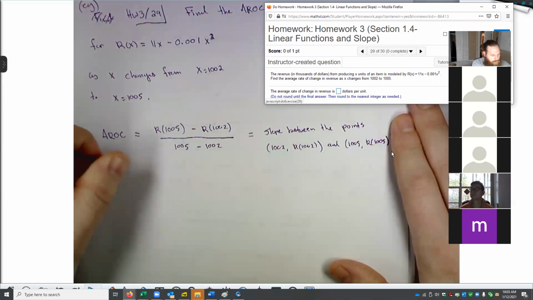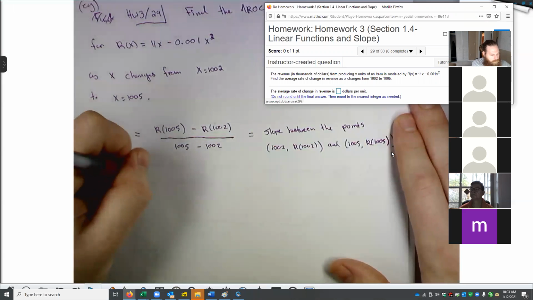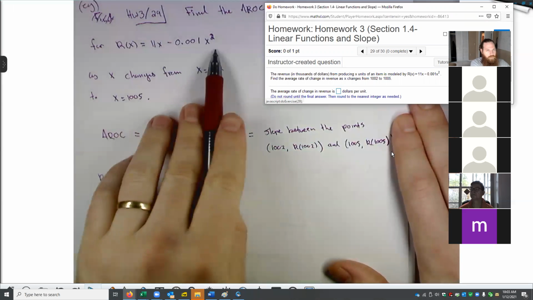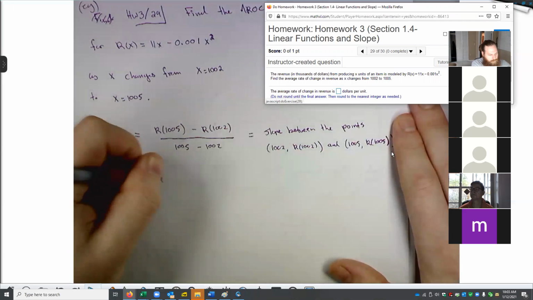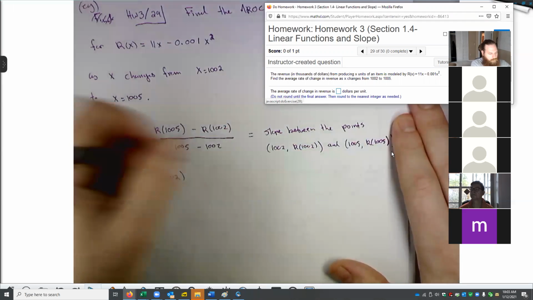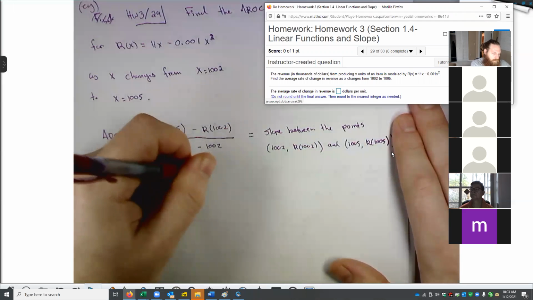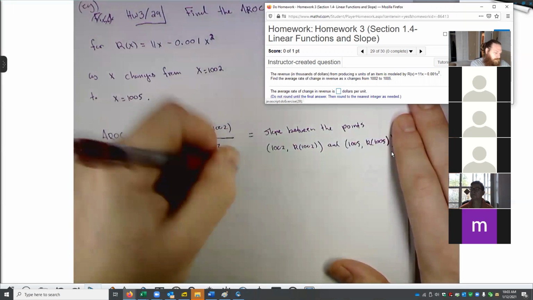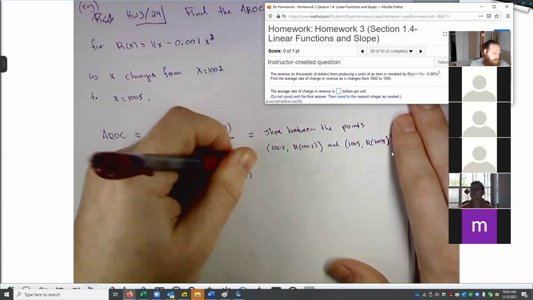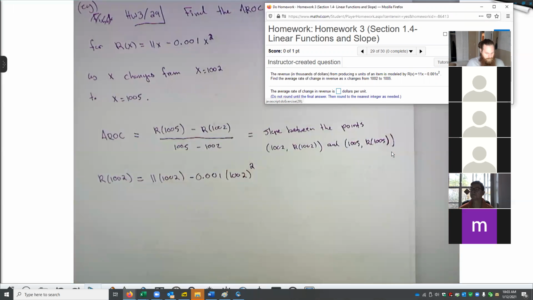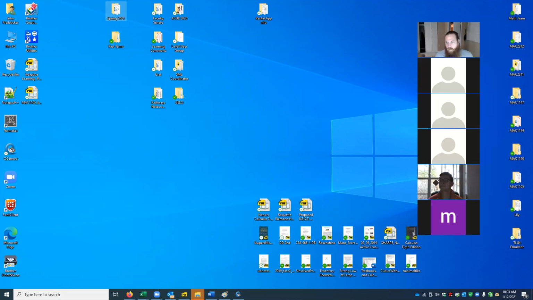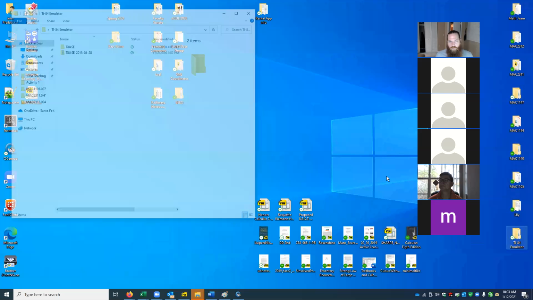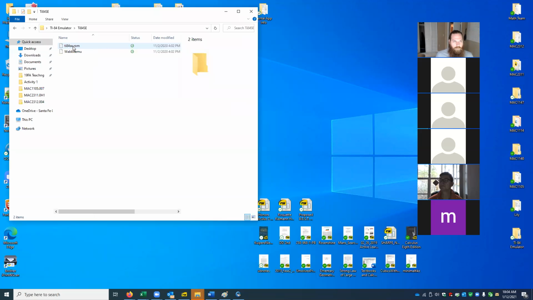R of 1002 is what you get when you plug 1002 in for X in the formula for R of X. It's 11 times 1002 minus 0.001 times 1002 all squared. And this is where your calculator will come in handy. And I have an emulator, so I can show you how to do all the calculator things here.